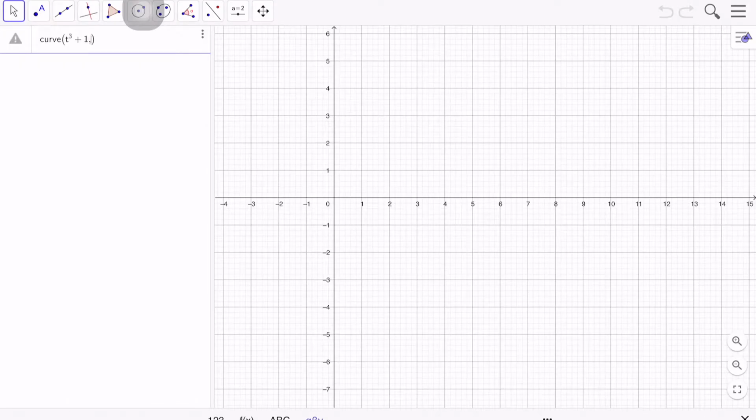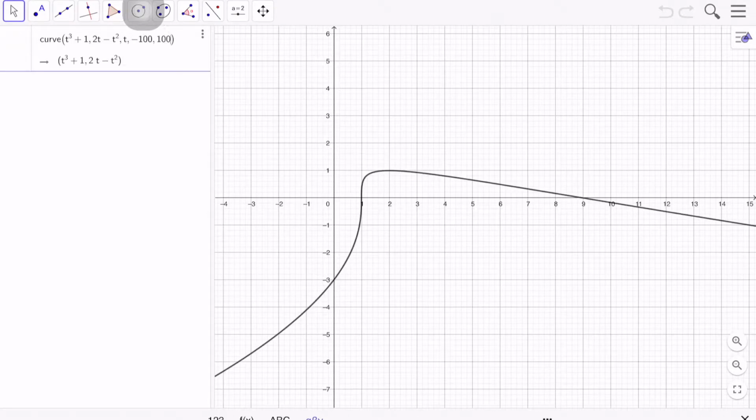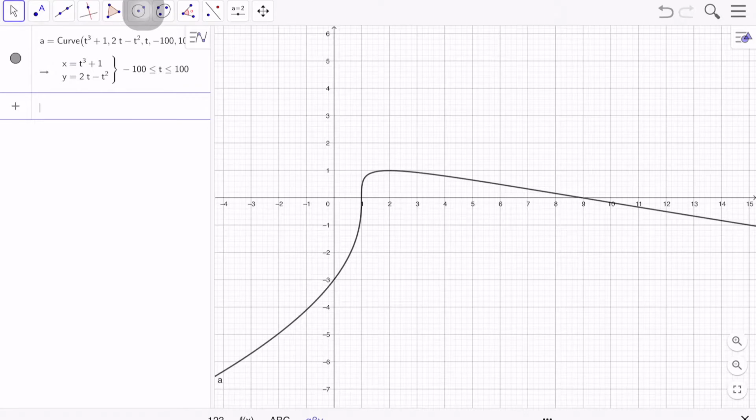Whenever you're defining a curve parametrically in GeoGebra, use the curve command, type in the equation that defines the x values. In this case, it's t cubed plus 1. Then the y equation, 2t minus t squared. Our parameter is t, and let's just go from negative 100 to 100. There we go. So there is our curve defined parametrically.